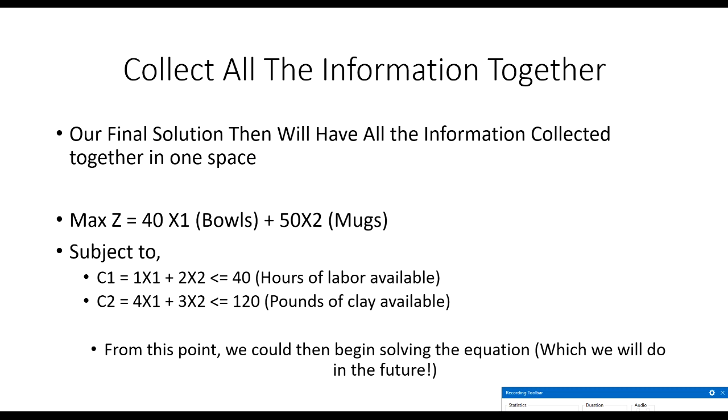And in this we have max Z equals 40x1 plus 50x2, subject to 1x1 plus 2x2 is less than or equal to 40, and 4x1 plus 3x2 is less than or equal to 120. From this point, we begin solving the equation graphically.